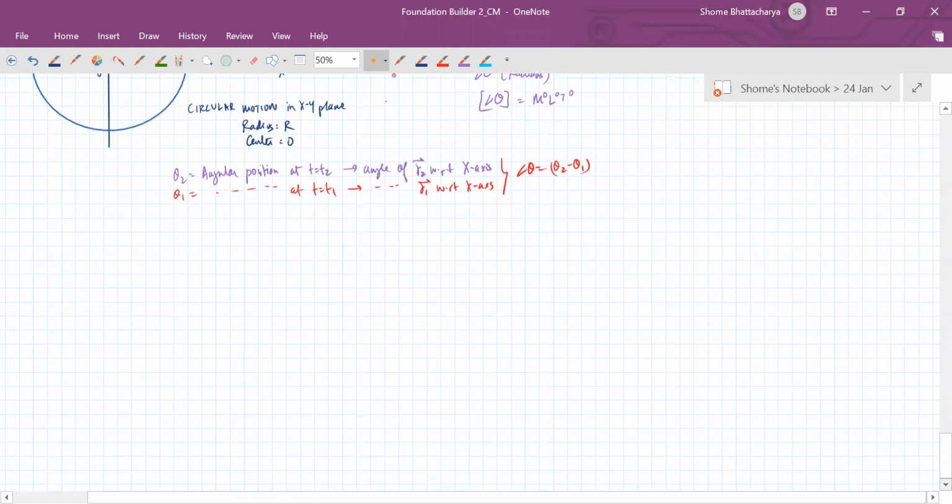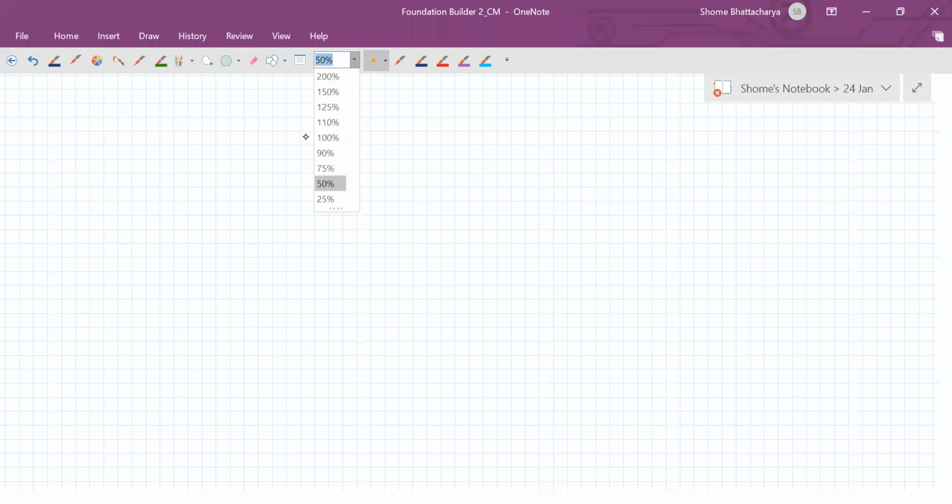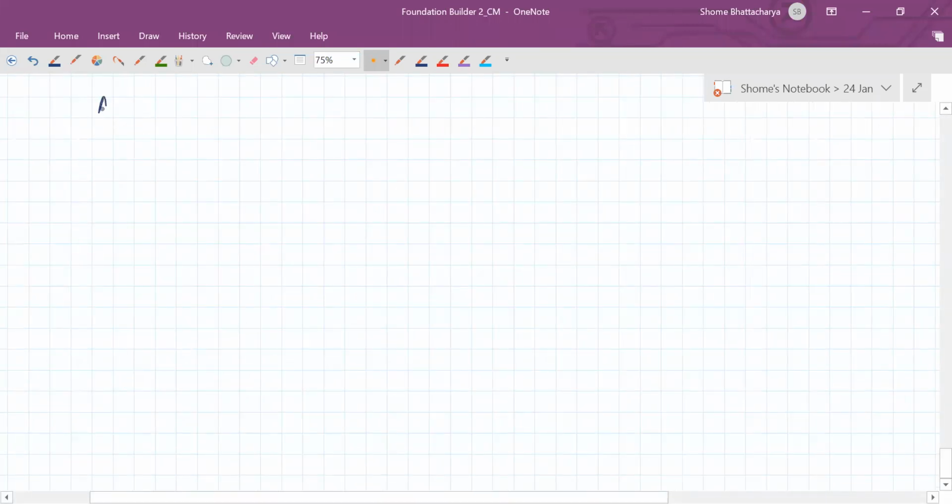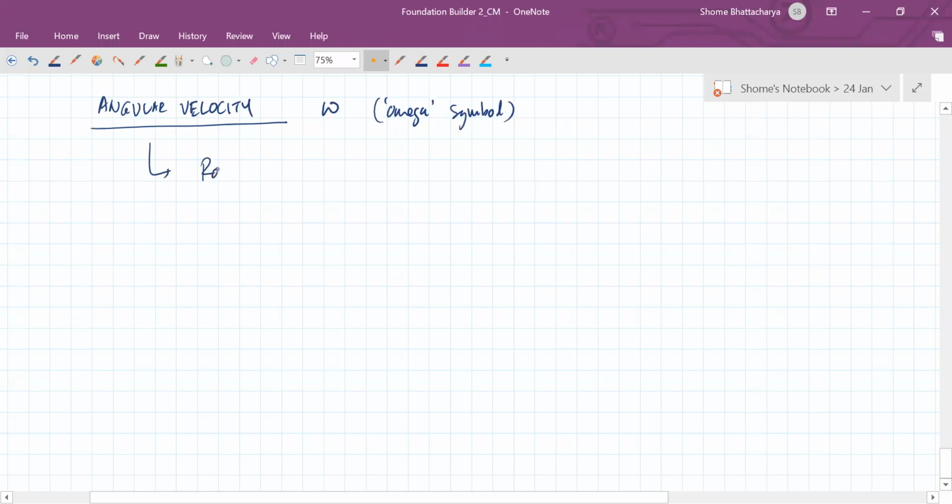Now, as you would have guessed, after displacement, the next thing that we describe in kinematics is always velocity. So our next parameter is called angular velocity. And we denote it with the symbol omega. It looks like a W, but this is actually the omega symbol. So angular velocity is defined as rate of change of angular position with respect to time.